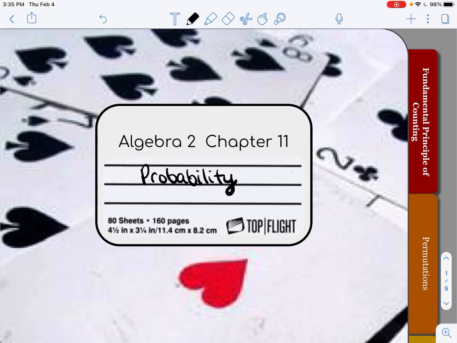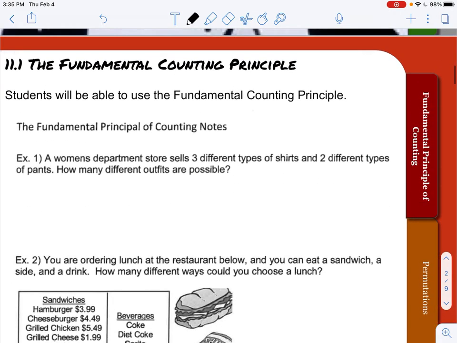Hello all. Today we are beginning chapter 11 on probability. Our first lesson we are going to cover is 11.1, the fundamental counting principle. So you guys will be able to use this fundamental counting principle by the end of today's notes.